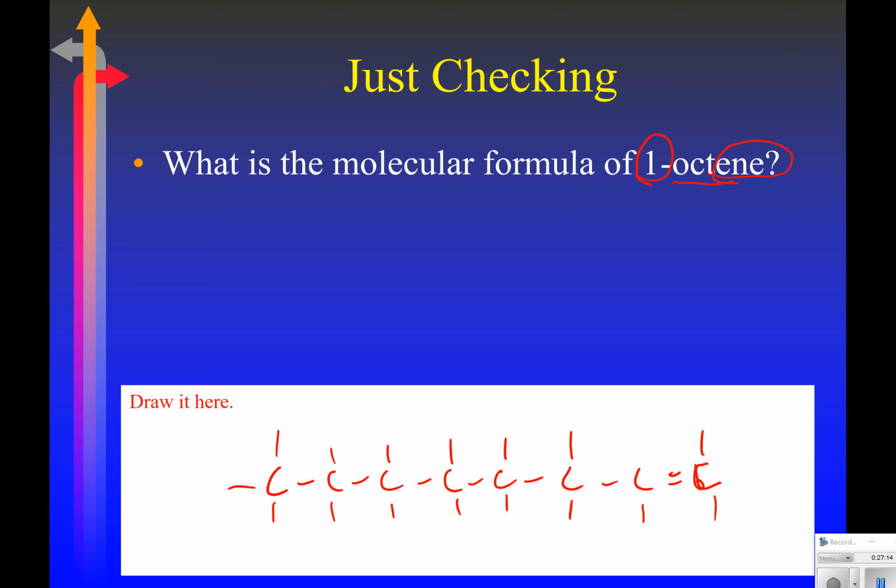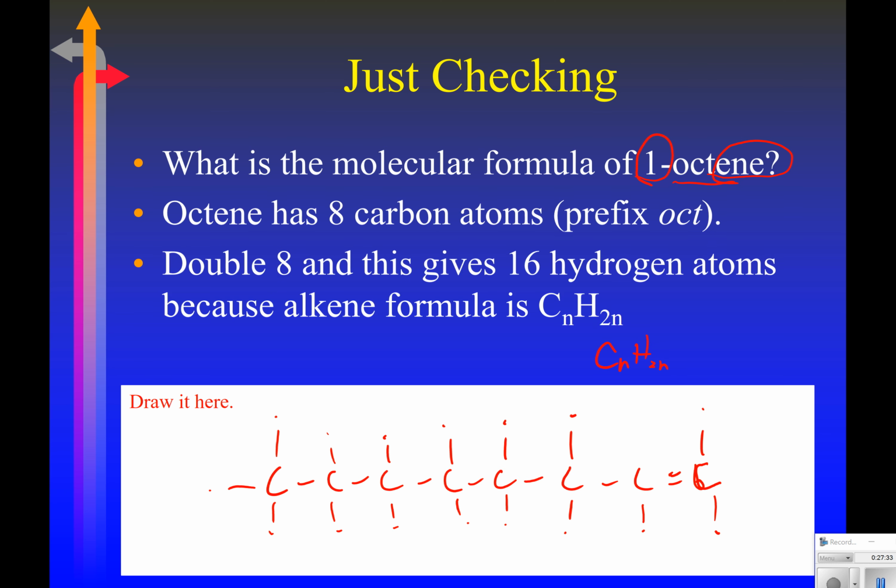2 more. And then just to verify, we have 1, 2, 3, 4, 5, 6, 7, 8, 9, 10, 11, 12, 13, 14, 15, 16 hydrogens, which fits the CnH2n general formula. So our formula becomes C8H16.